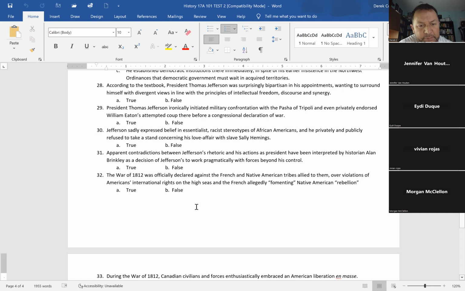Apparent contradictions between Jefferson's rhetoric and his actions as president have been interpreted by historian Alan Brinkley as a decision of Jefferson's to work pragmatically with forces beyond his control. And that is the thesis of number 4. And I cite Alan Brinkley from it. So yes, that is true.